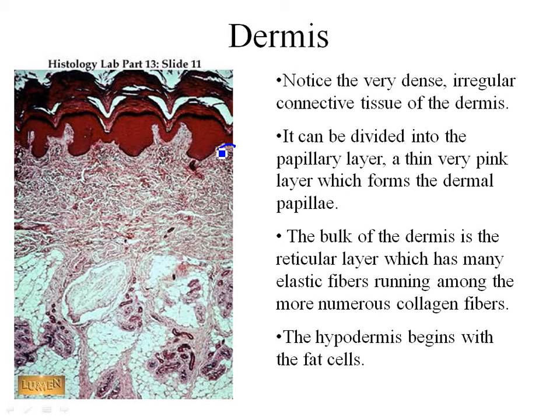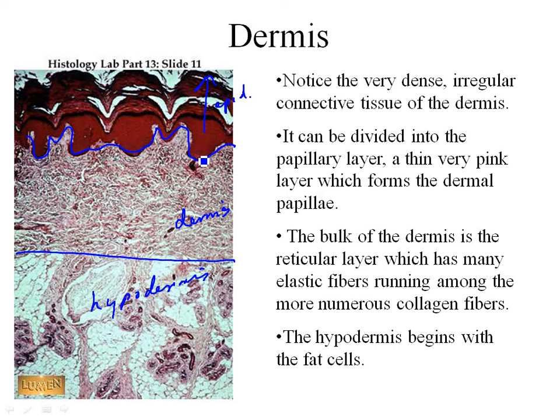Again, it's going to be from here down to this. This is adipose tissue in here, so this is going to be your hypodermis. And this dense, thick, irregular connective tissue, that's going to be your dermis. And then everything up here is going to be your epidermis. Okay? You can divide the dermis into two distinct layers.